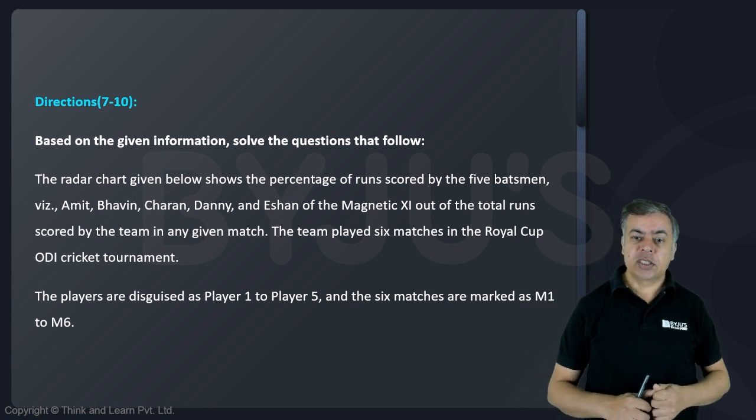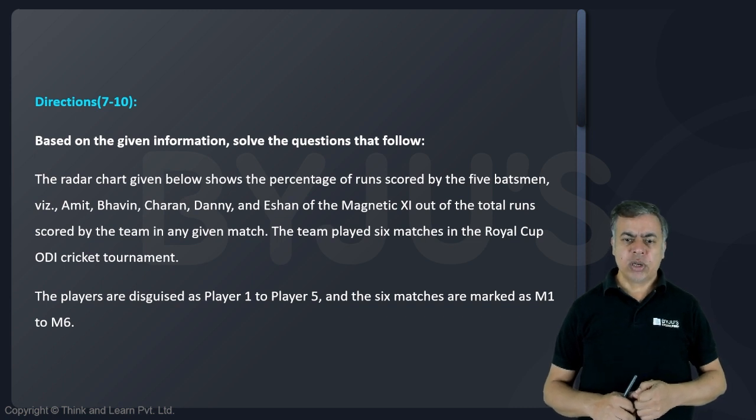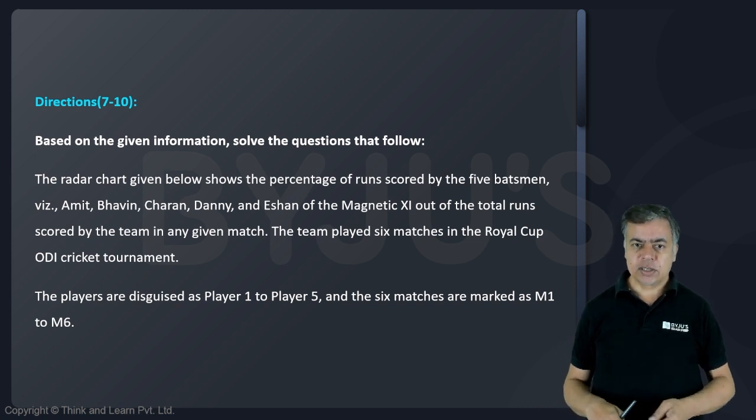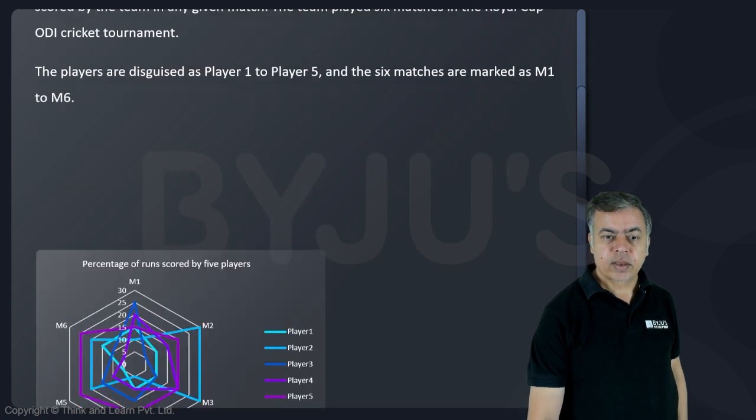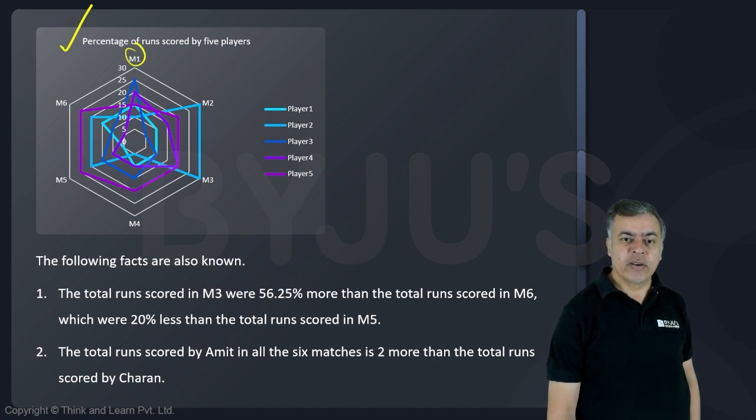The team played 6 matches in the World Cup ODI cricket tournament. The players are disguised as player 1, 2, 3, 4, 5 and the 6 matches are M1 to M6. Okay, let's see. Here a radar chart is given. In match 1, the scores are given for player 1, which is this one. Then player 2 is here. Player 3 is the blue one. Player 4 is the light purple one. And player 5 is this one.